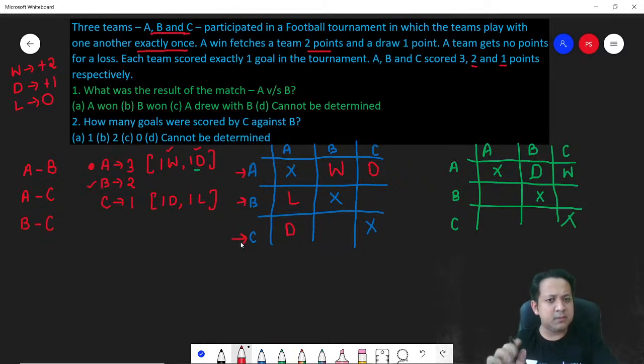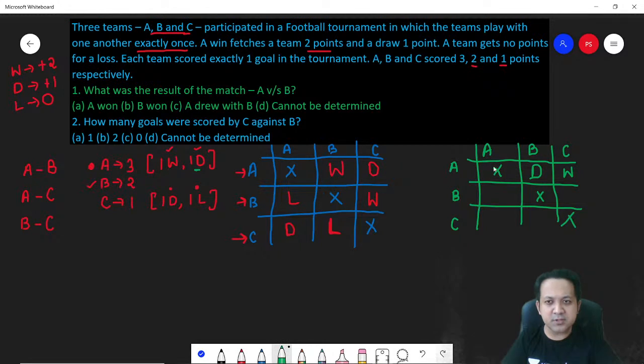Now think about it. C has drawn one match, which I have already written. So the other match C must have lost. So C loses the other match. In the CB match, C loses, so when I fill the BC row, B will win. This is one possibility. The other possibility is the green color one.